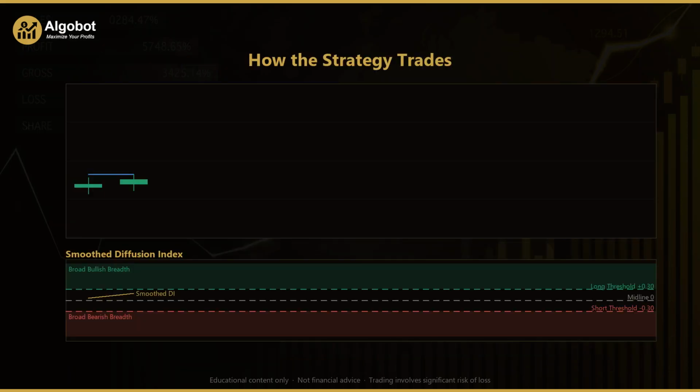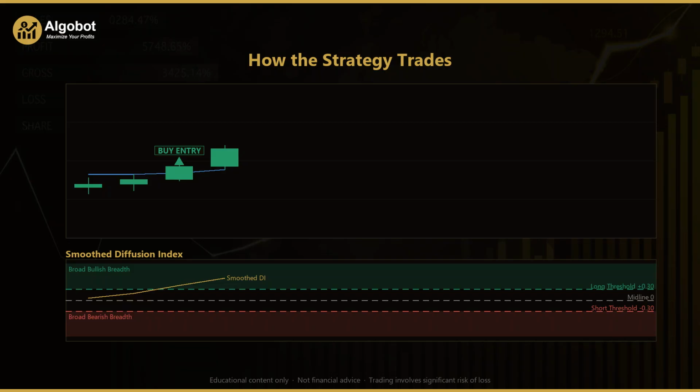Let's walk through this illustration candle by candle and watch how the diffusion index in the lower panel drives everything. The gold line is the smooth diffusion index, running from -1 at the bottom to +1 at the top. The green dash level is the long threshold at +0.30. The red dash level is the short threshold at -0.30, and the gray line is the zero midline. Up on the price chart, the blue line is the baseline exponential moving average that acts as our regime filter.